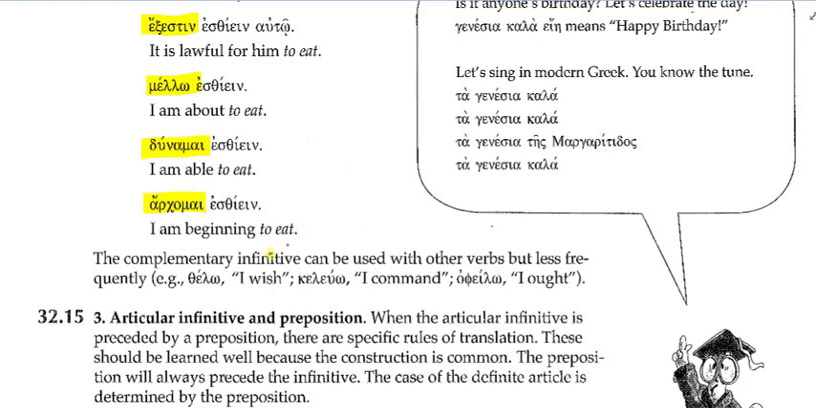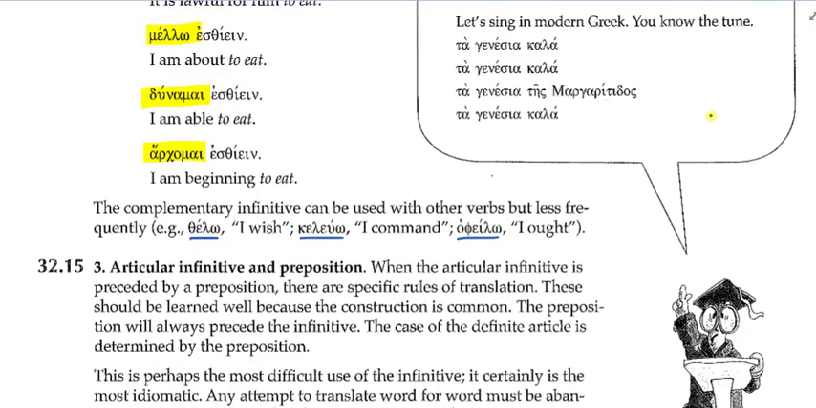He gives you a few other complementary infinitives, main verbs that take complementary infinitives. Thelo, I wish to do something, expect an infinitive. Keleuo, I command someone to do something. Opheilo, I ought to do something, right? All of these you can imagine how an infinitive should fill out the meaning of that main verb. So those are complementary infinitives.